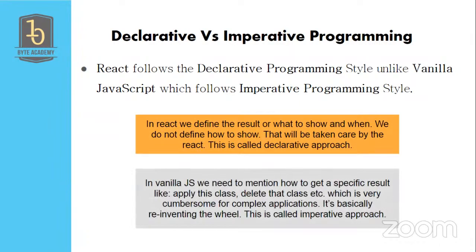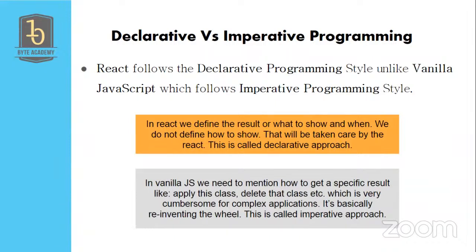Next, in vanilla JavaScript, if we see the difference, as we mentioned, for how to get a specific result, you have to design it yourself: apply this class, delete that class. Classes are used to apply some kind of styles, right? So you need to ask it to apply some specific classes. But when our application is very huge, it is very difficult if we have to tell everything from scratch.